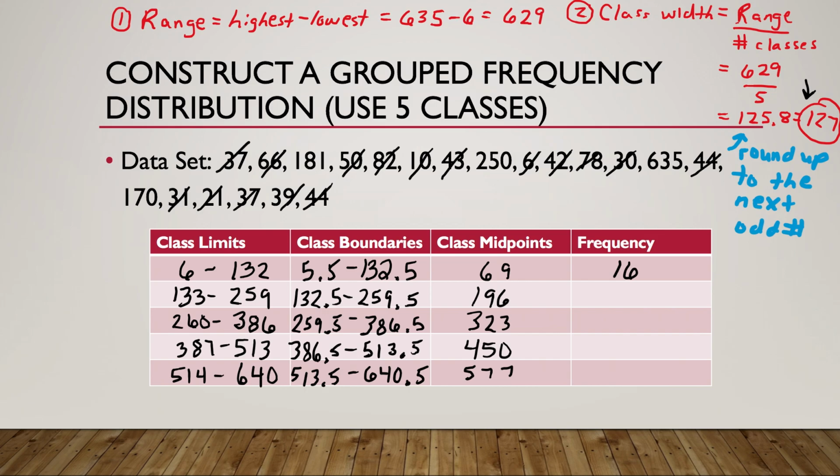Now let's look at the numbers that are between 133 and 259. So that would be this one, and this one. So we have 3 values that are between 133 and 259. We don't have any values in the data set between 260 and 386, so I'll put a 0. We don't have any values between 387 and 513, so I'm also going to put a 0 there. I have one remaining value, 635, and that's going to fall in between 514 and 640. So I'll have a 1 in the last row. And so that completes the steps to completing a grouped frequency distribution.